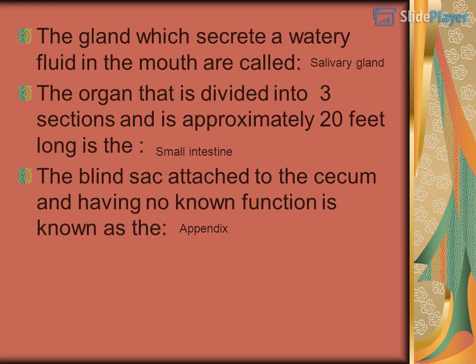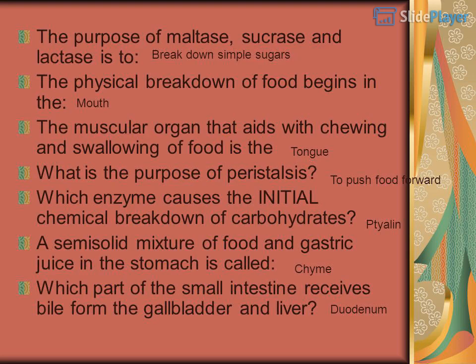The purpose of maltase, sucrase and lactase is to what? The physical breakdown of food begins in the mouth. The muscular organ that aids with chewing and swallowing of food is the what? What is the purpose of peristalsis? Which enzyme causes the initial chemical breakdown of carbohydrates? A semi-solid mixture of food and gastric juice in the stomach is called what? Which part of the small intestine receives bile from the gallbladder and liver?